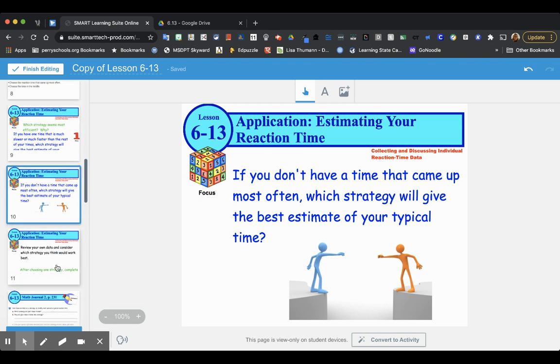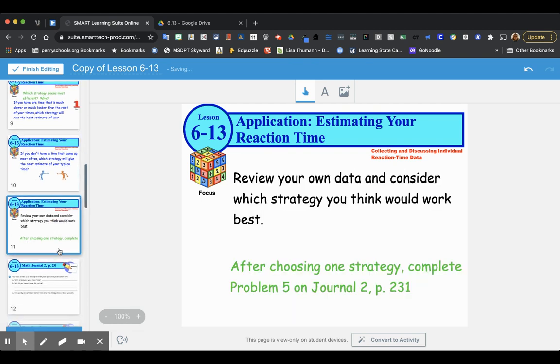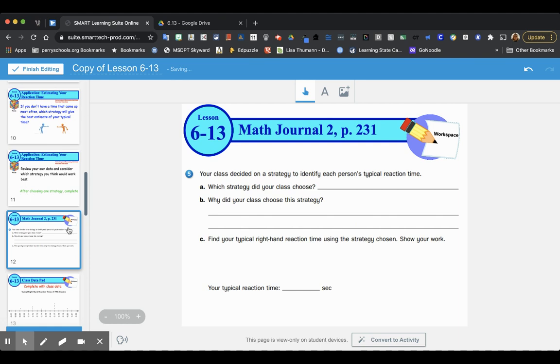Once you're reflecting on these, thinking through them, asking yourself and having a conversation with yourself or the partner you're working with. So I want you to review your own data and consider which strategy you think would work best. And then after choosing one strategy, I want you to complete problem 5 on journal page 231.